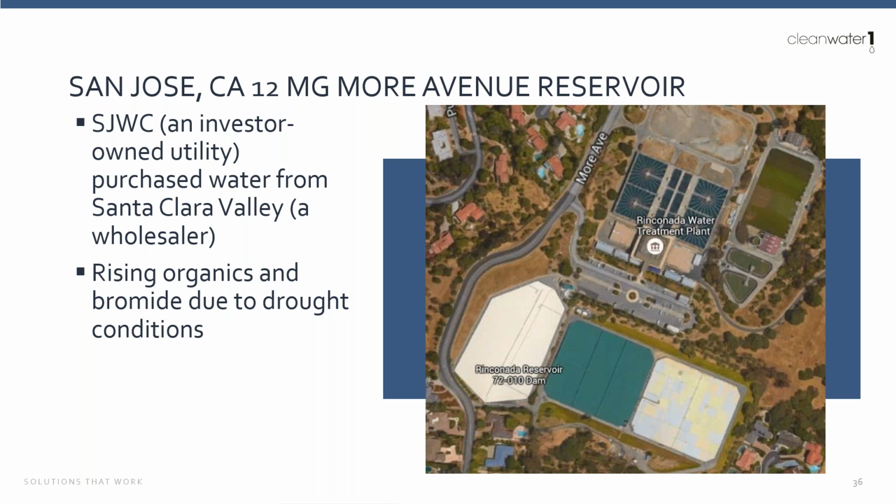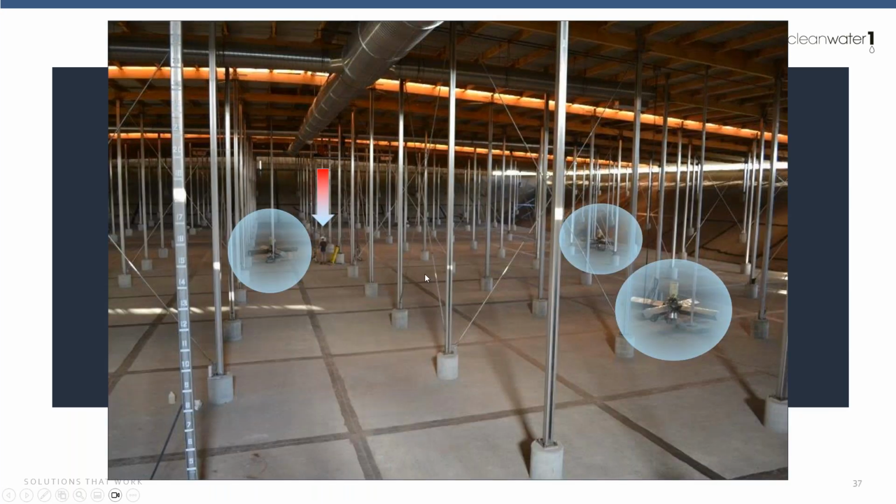Here at the Rinconada Reservoir, these guys were seeing rising organics. You may remember we were experiencing pretty severe droughts back in the 2015, 2017 time period. So these guys were really worried about the rising organics along with that drought, and started to see some elevated THM levels and moved very quickly to implement treatment. 12 million gallon reservoir, turning over 8 million gallons a day.